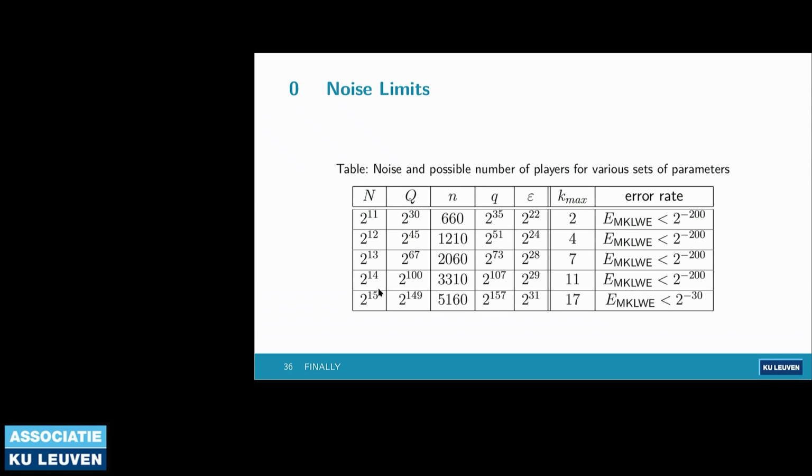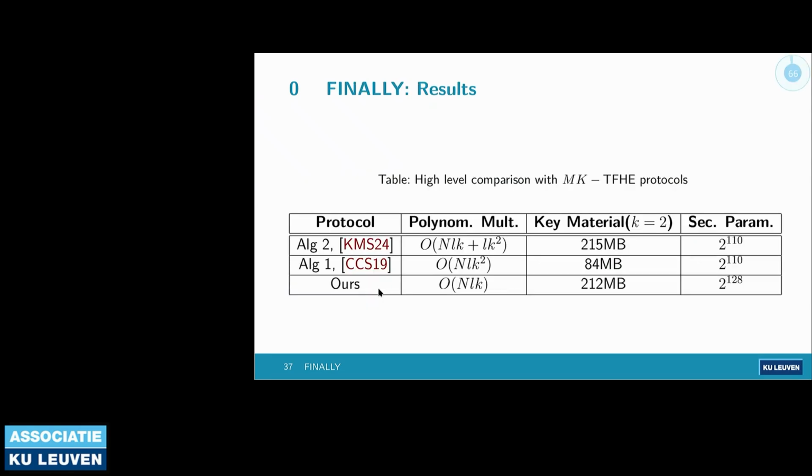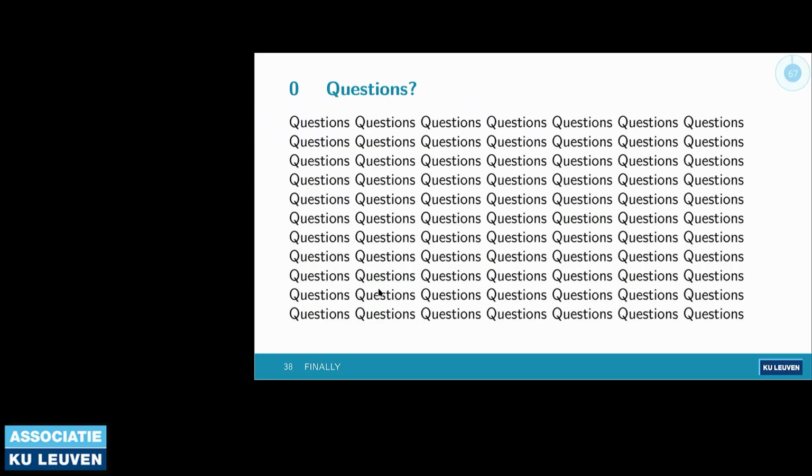Basically, a very limited number of players that we accept. Other than that, we're faster than MK-FHE. Our key material isn't ridiculous, but you'll notice that the number of polynomial multiplications per bootstrapping that we have to do is linear in the number of players, because the number of players is k, because small n is already taken, but it's linear in the number of players instead of quadratic in the number of players. So that's our nice contribution to FHE society. Yeah. Are there any questions?